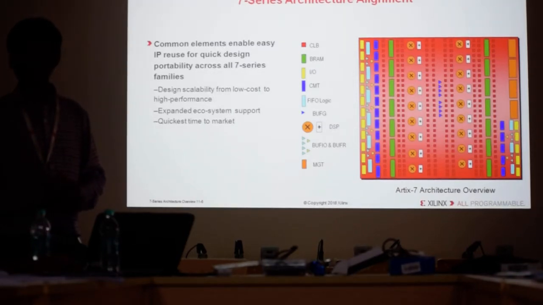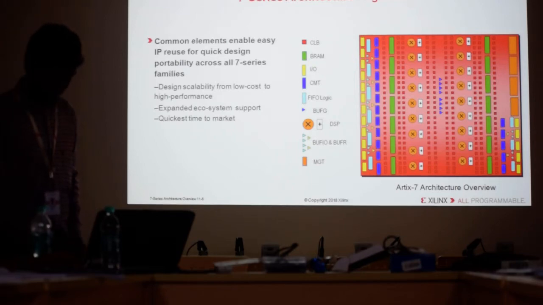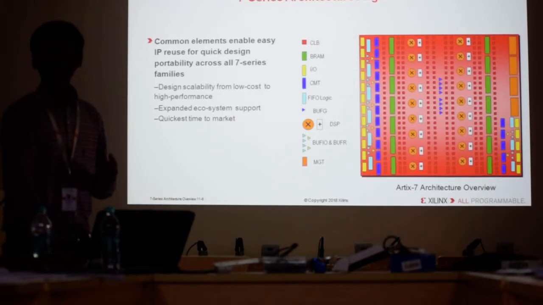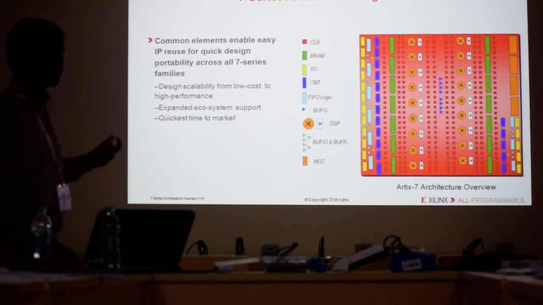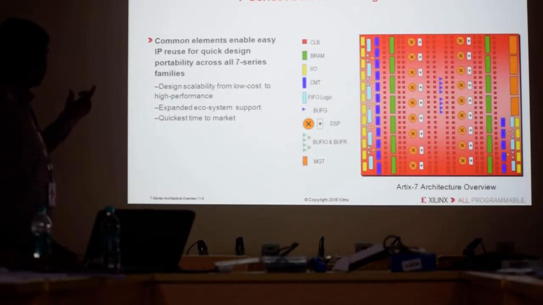CLBs are there. So we should know one CLB, then we can understand how many CLBs we cover. So a CLB is a memory, block RAM is a memory. Okay, everything is a memory. Buffer is a memory.